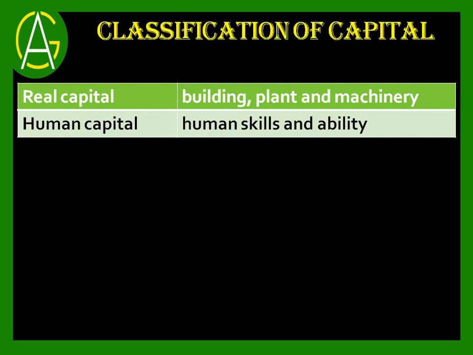Now let us learn the classification of capital. Different viewpoints are given here for the classification of capital. The first is real capital and human capital. Now what do we include in real capital? Buildings, plants, machinery, all these things are considered as real capital because they all can be seen and touched. Next is human capital. Human capital means the human skills and ability, which is in the benefit of any organization. So for any organization, the human skills and ability is considered as human capital for that organization.